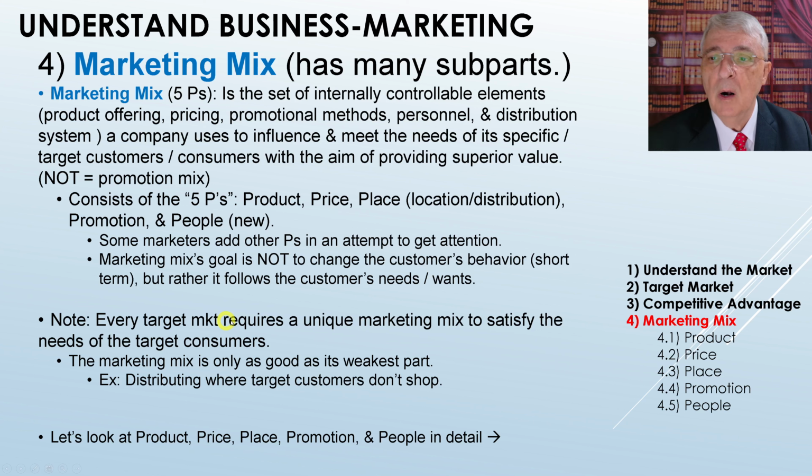So note, every target market requires a unique marketing mix to satisfy the needs of target customers. This means that teen girls are not the same as teen boys. You have to have a different marketing mix for teen girls versus teen boys. The marketing mix is only as good as its weakest part. So for example, if you distribute where your target market doesn't shop, if you are selling at Walmart, but your target market is shopping at Saks Fifth Avenue, yeah, you're not going to do very well.